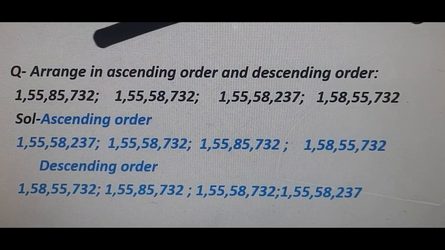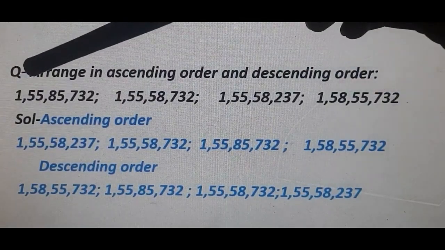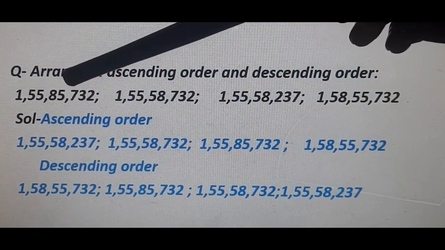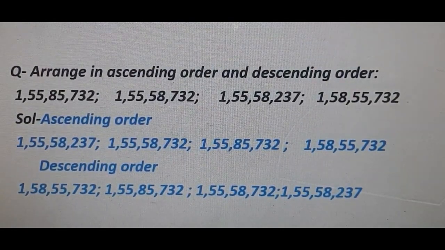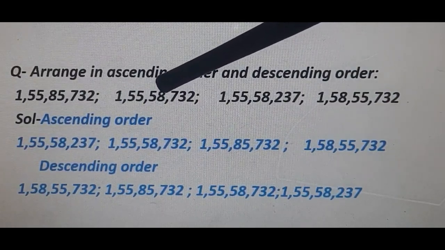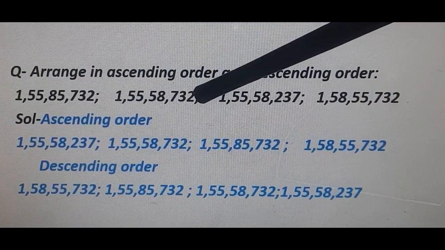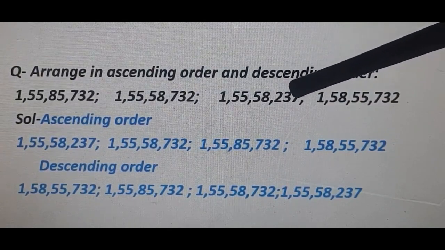Next question is arrange in ascending order and descending order. 1,55,85,732. This is our first numeral. 1,55,58,732. Then 1,55,58,237.